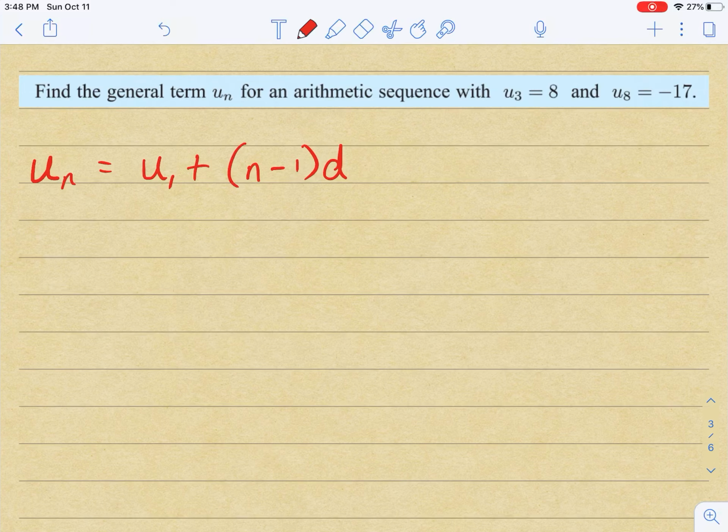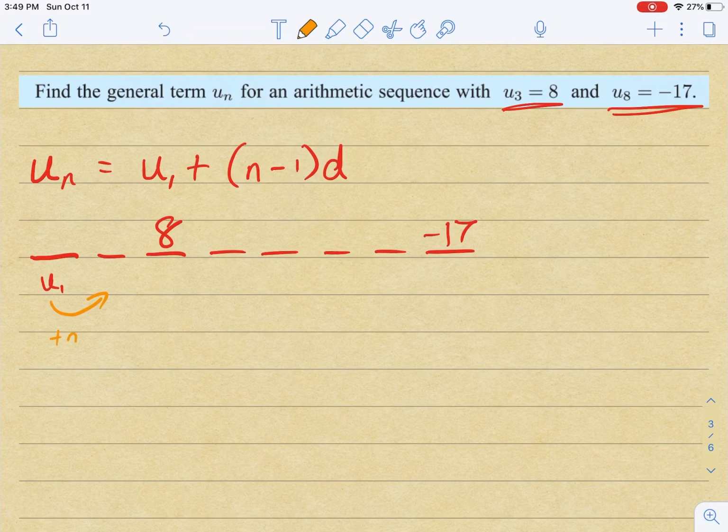But we've got a few things I need to think about here. Let's think about what this means. U3 is 8, U8 is minus 17. Well, I've got my first term, U1. We don't know what it is yet. U2, U3 is 8, U4, 5, 6, 7, and U8 is negative 17. So something's happening in this sequence where we're adding or taking away a common difference each time we move along the sequence. So as I move from U1 to U2, I'm going to add a common difference. From U2 to U3, I'm going to add a common difference, and so on. All the way down my sequence, I'm always adding that D.